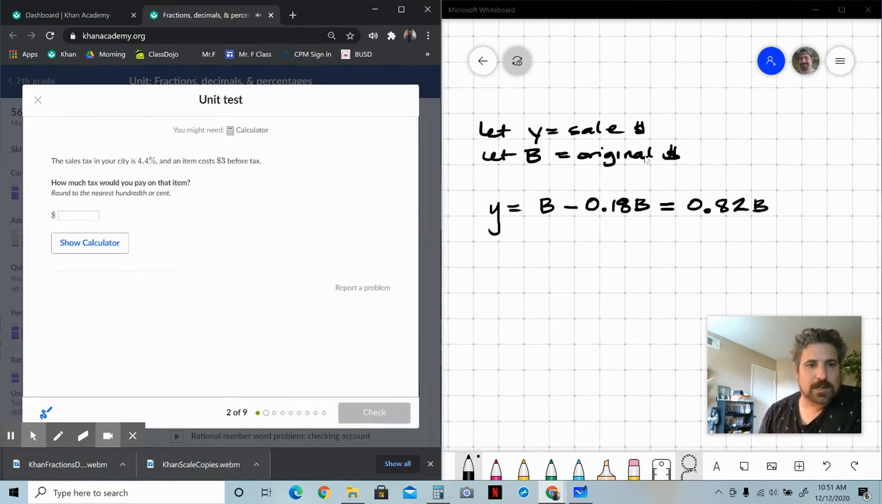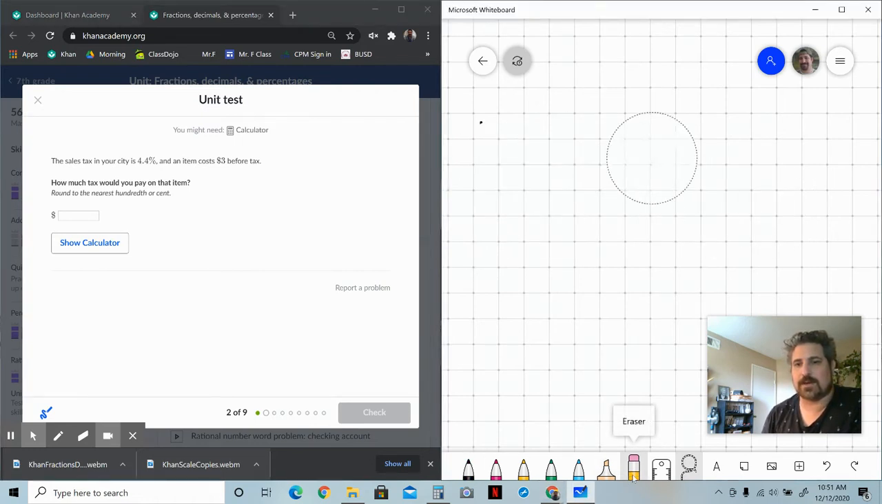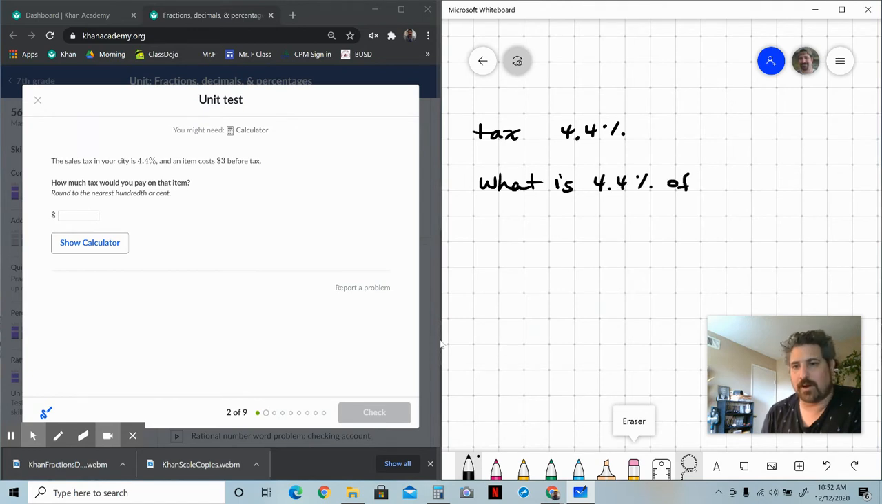All right, the next one says the sales tax in your city is 4.4%, and the item costs $3 before tax. How much tax would you pay on that item? All right, so this is actually a really easy one because they're telling us the sales tax is 4.4%. So what's the tax rate? 4.4%. So literally, you're just asking what is 4.4% of 3? That's the question they're answering. What is that tax worth?